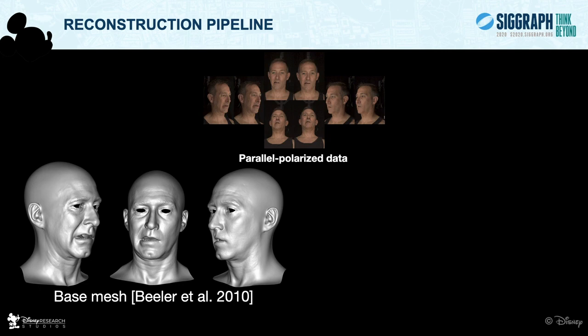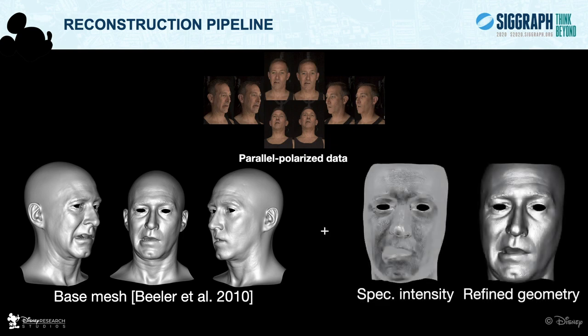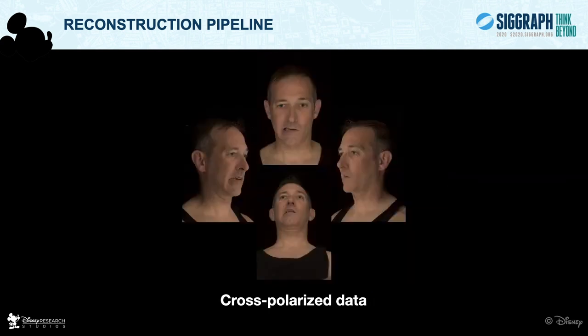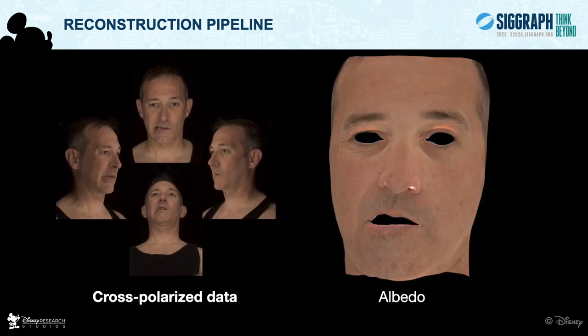Additionally, these cameras observe view-dependent specular reflections, thus providing constraint for resolving per surface point specular intensity maps as well as photometrically refined geometry. On the other hand, cross-polarized cameras observe view-independent diffuse reflection, showing effects of subsurface scattering, which gives skin and other highly scattering media their soft-looking appearance. Explicitly accounting for subsurface scattering allows us to resolve sharper albedo maps.